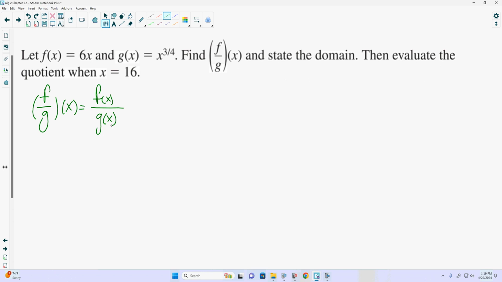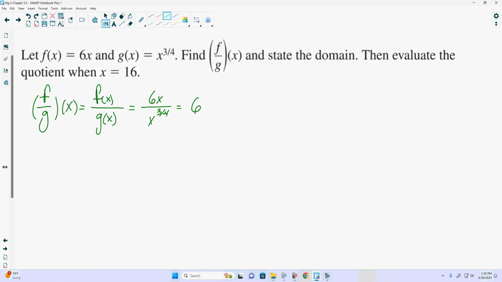So these here, we have f of x and g of x, and we want to find f divided by g of x. Well, f over g of x is the same as f of x divided by g of x. Now, f of x for us is 6x. G of x is x to the 3/4. Now, when we divide these, the first thing we would divide is our numbers. Well, 6 over 1 is just 6.